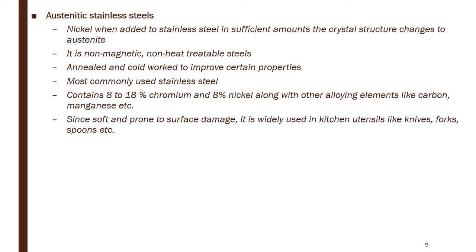Since this type of steel is soft and prone to surface damage, it is used in low strength applications like kitchen utensils: knives, forks, spoons, etc. Austenitic steels are also used for computer floppy disk shutters, computer keyboards, springs, kitchen sinks, food processing equipment, architectural applications, chemical plant equipment and so on. These are some other uses of austenitic steel.